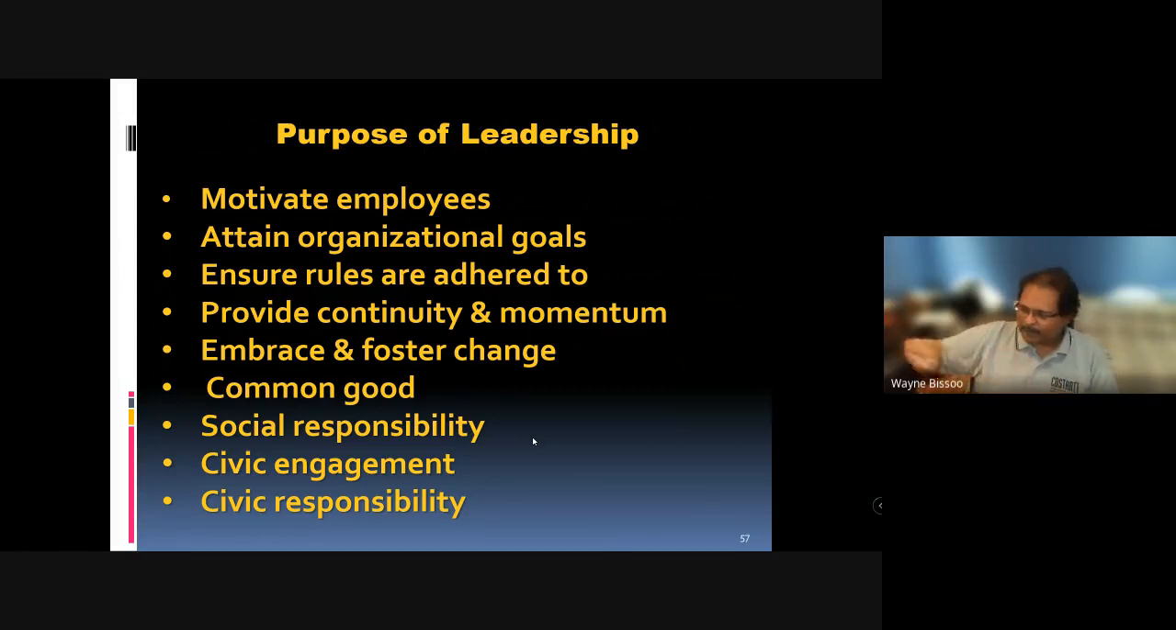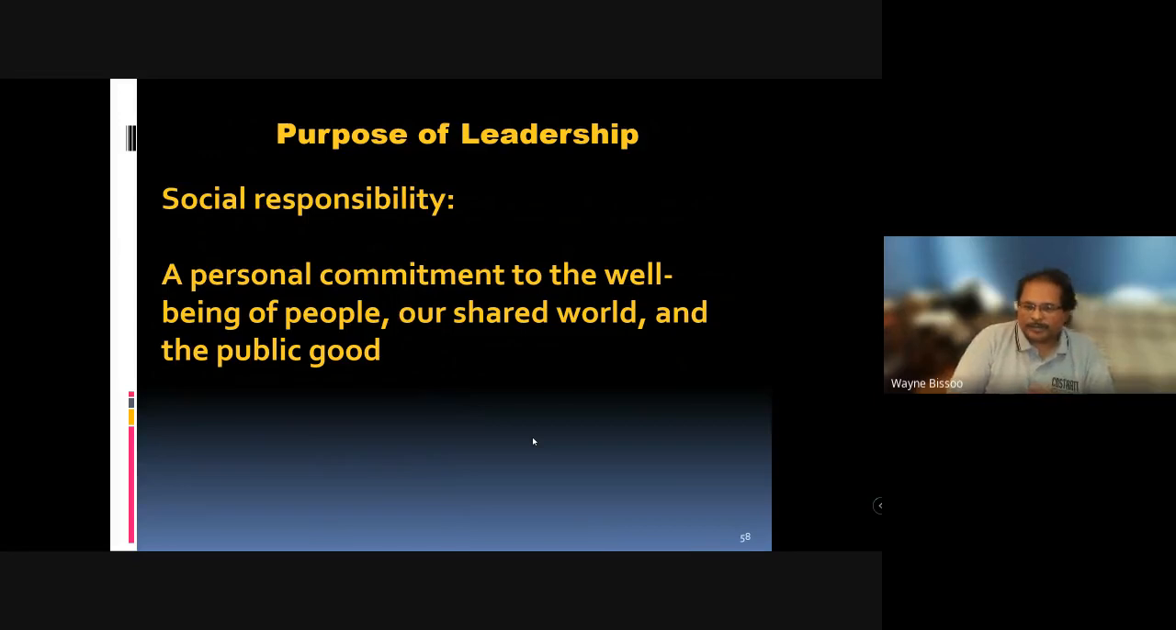Making sure that whatever we're doing, we're not just going in jumps and starts, but we have some sort of level of continuity. Embrace and foster change, work to the common good, display social responsibility, civic engagement, and civil responsibility. So I think I went on to explain a little more about social responsibility. This is a personal commitment to the well-being of people, the world, and the public good around us. So we don't do things in our organizations or in our everyday activities that will be against the well-being of people in our world around us.